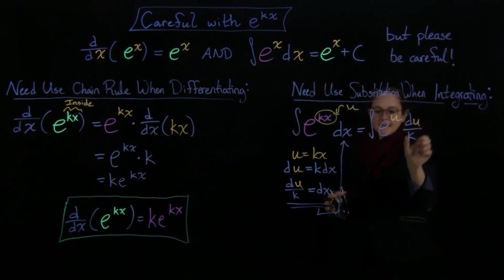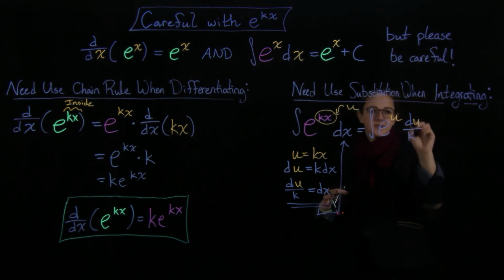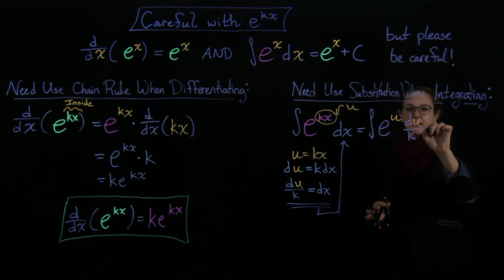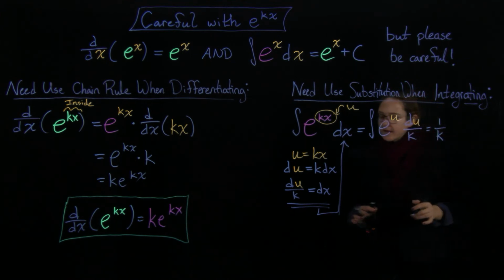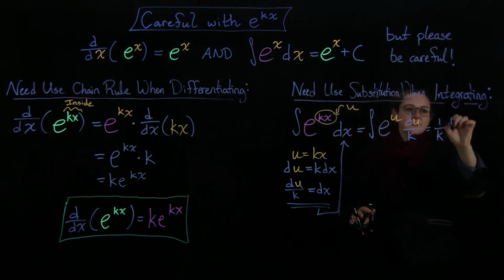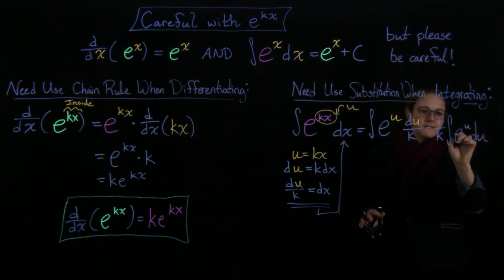Okay, and I can pull this k out, right, because with integration, I'm allowed to do that. So this is just 1 over k, maybe even write it like that. I have 1 over k times the integral of e to the u du. Everything's in terms of u.